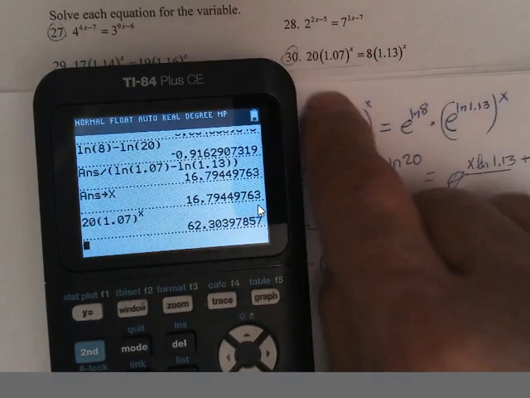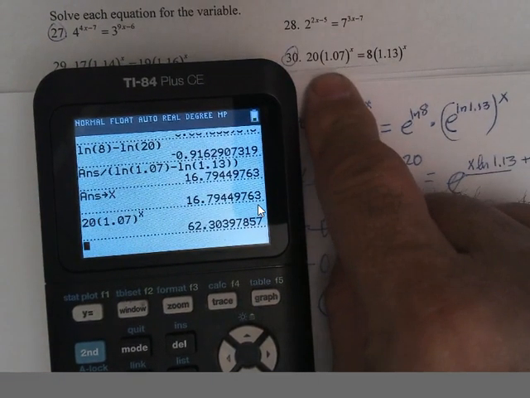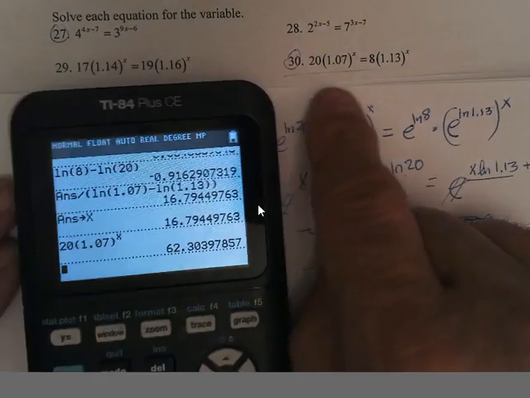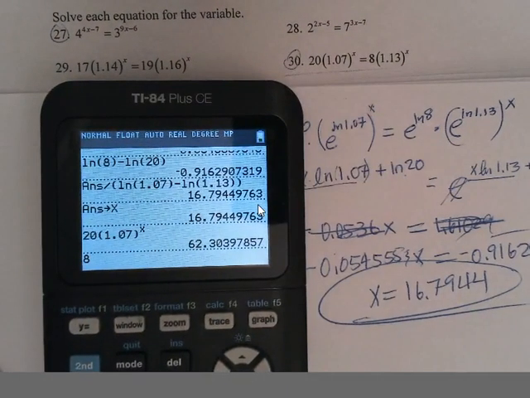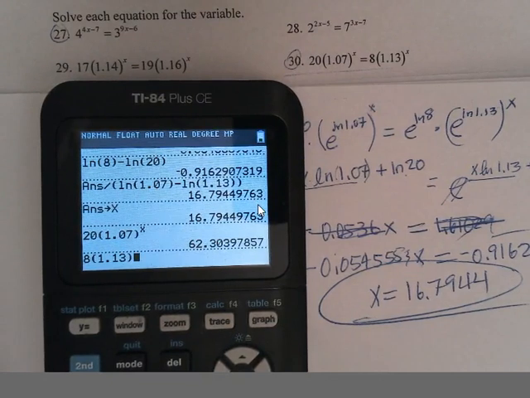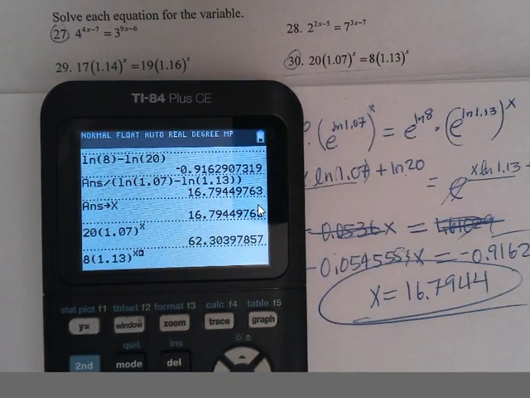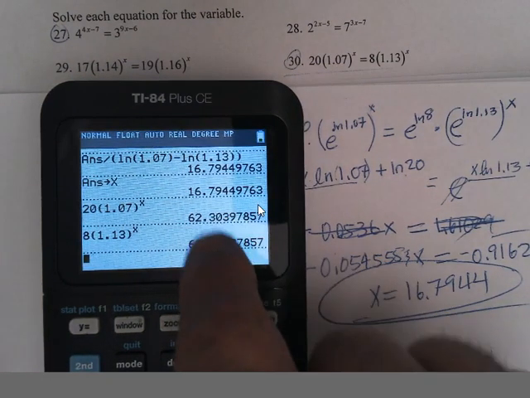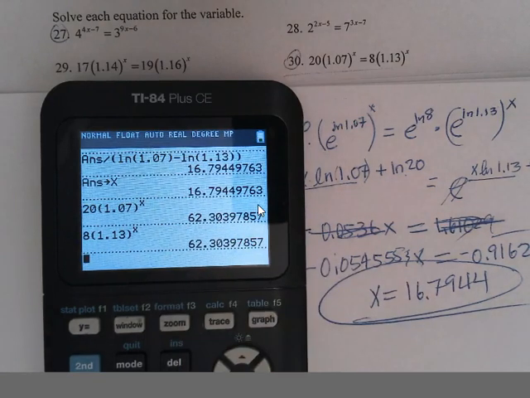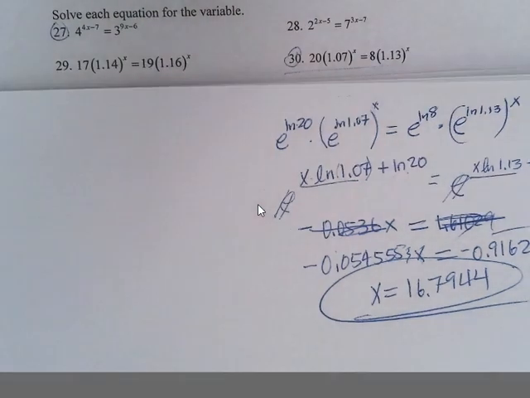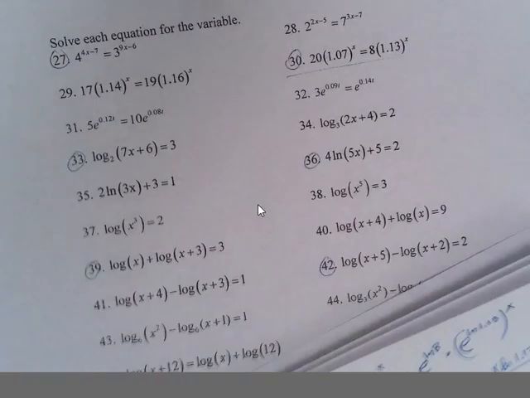That's the left side. Now let's type in the right side. 8 parenthesis 1.13 close parenthesis 2x. And if I've done it correctly, they should come out to be the same. And they do. Okay, so that's how we do these problems.